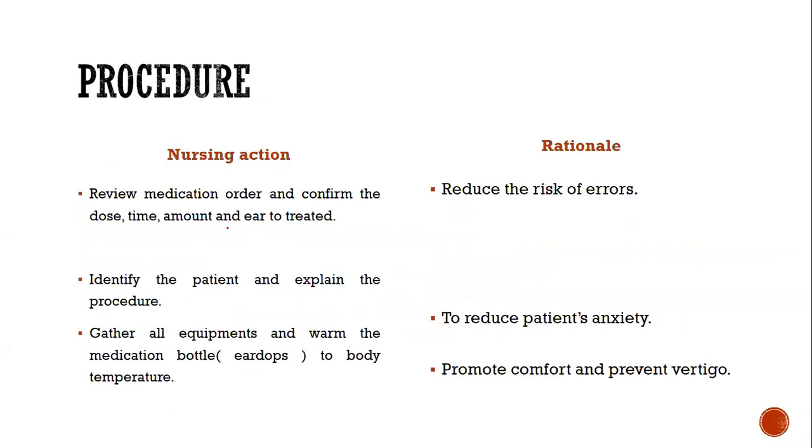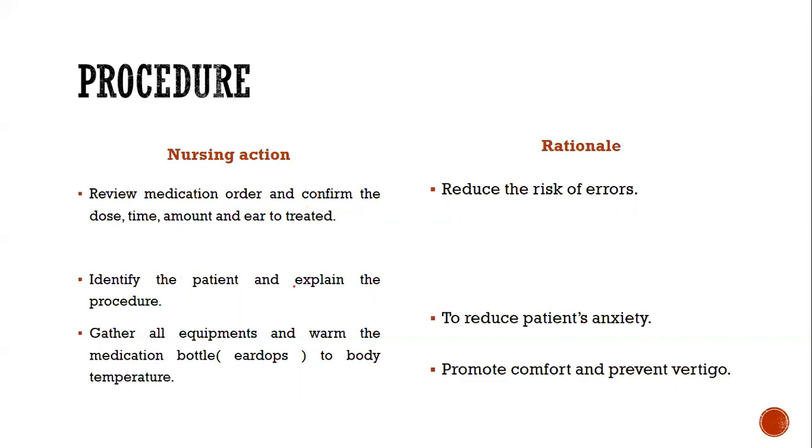Now the procedure. First, review the medication order and confirm the dose, time, amount, and ear to be treated. We should check the medication order to know the dosage as well as in which ear we have to instill the medication. According to the ear infection, sometimes the eardrop can be instilled in both ears or else in a single ear. So according to the doctor's order, we should check the medication order with the medicine. It is mainly to prevent the risk of errors.